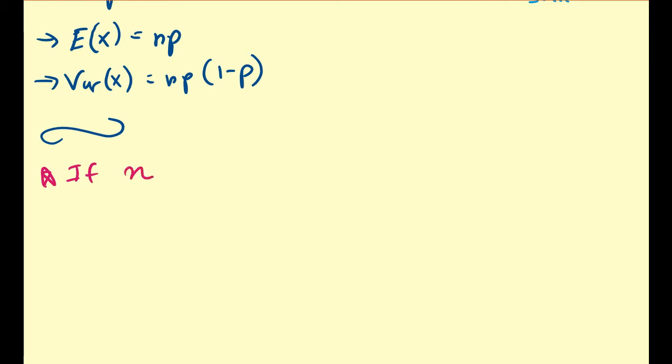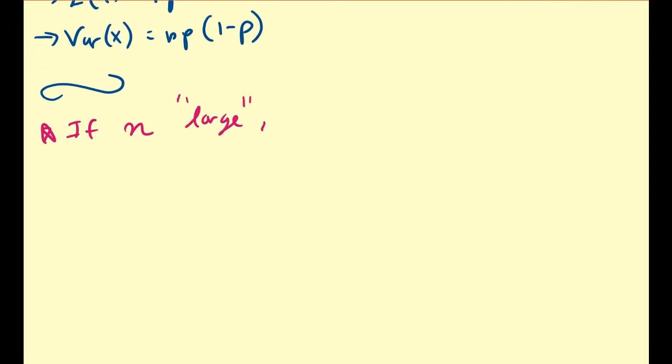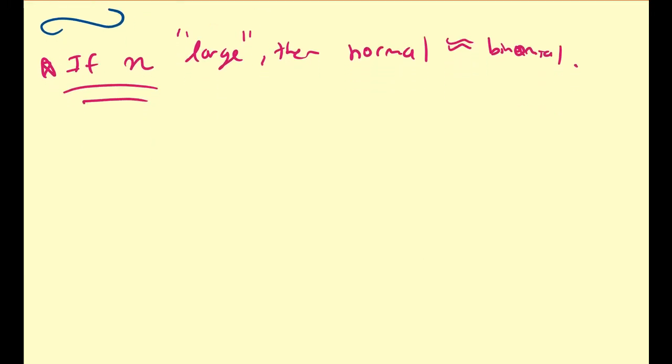So, if n is large, and you can mandate what you think is large or not. Some people use requirements like n is bigger than 30, or n is bigger than 50, or n times the percentage is bigger than 10, or something like that. But it really depends on a lot of things. Then the normal distribution can be used to approximate a binomial random variable with mean and variance given above. And this is really important, and we're going to take advantage of it.